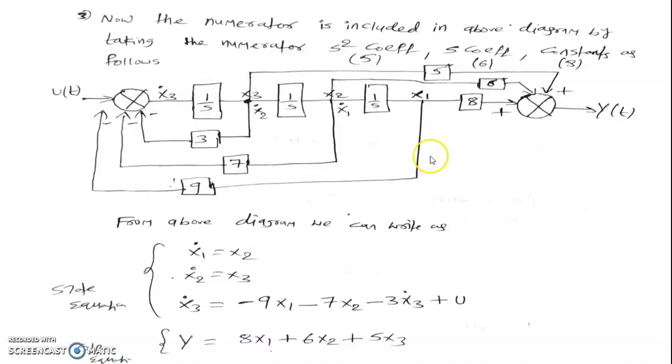This final diagram will give you the function (5s² + 6s + 8) / (s³ + 3s² + 7s + 9). You simplify this by using the block diagram reduction rule. Now, the denominator order is s cube, so you have to assume 3 state variables. Why? Because the order is 3 here. So I am assuming x1 as one state, and x2 here and x3 here. You have to assume x1 state, x2 state, and x3 state.